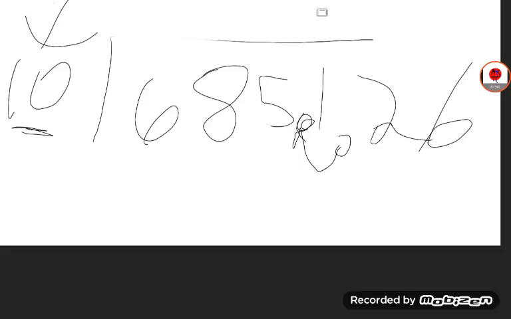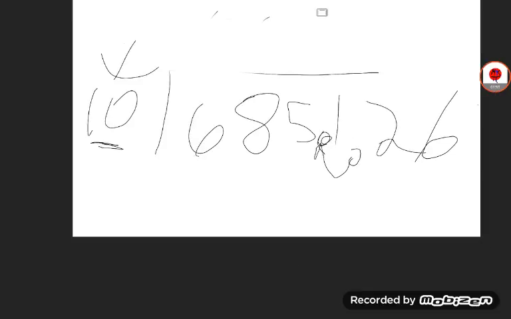We can check that on a calculator if you want. But I'm actually using IXL as my problem generator, and that's exactly what it says.